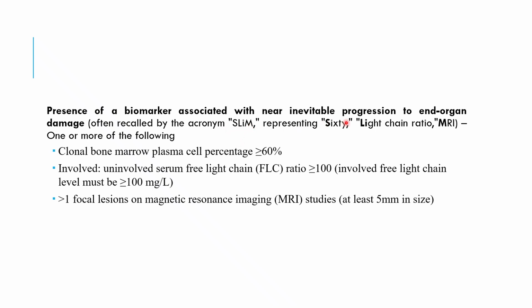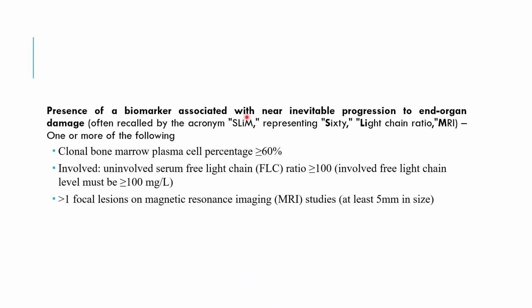One or more of the following should be present. S for 60, clonal bone marrow plasma cells more than or equal to 60%, or Li for light chain ratio, that is involved to uninvolved serum free light chain ratio more than or equal to 100, and M for MRI, more than one focal lesion on the MRI study, at least 5 mm in size.